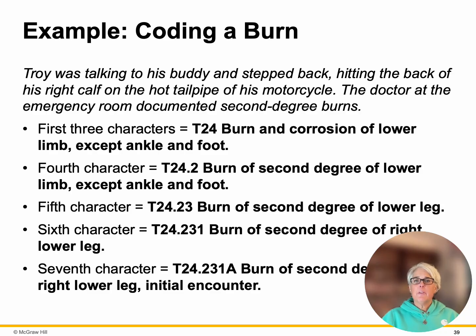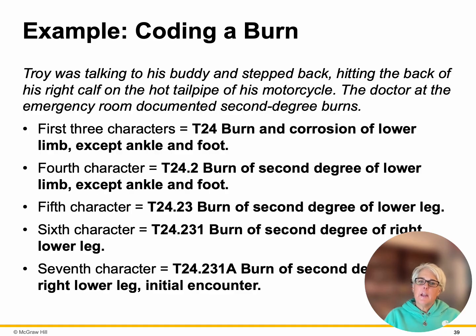Here we have an example of a patient who burned the back of his right calf on a motorcycle tailpipe. And we're going to walk step by step from T24 to T24.231A. As we do, notice how each additional character adds more detail, whether it's the degree of the burn, the exact site, etc. So for this example, Troy was talking to his buddy. He stepped back. He hit the back of his right calf on the tailpipe.